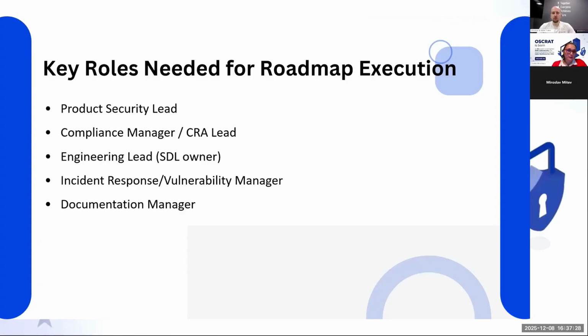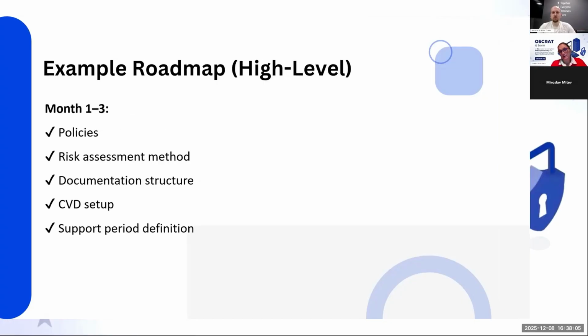So example roles: product security lead, compliance manager, engineering lead, incident response and/or vulnerability manager, and also documentation manager. These key roles ensure that responsibilities are clear, and I think clear ownership is critical, and without it, tasks get delayed. So this is an example.